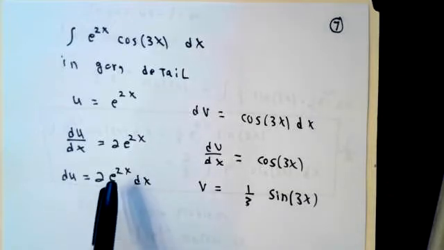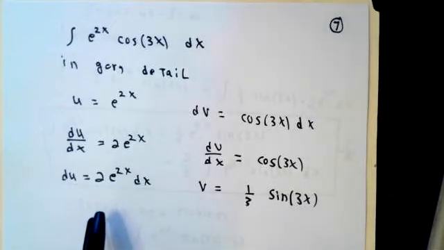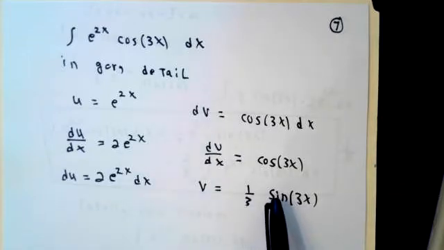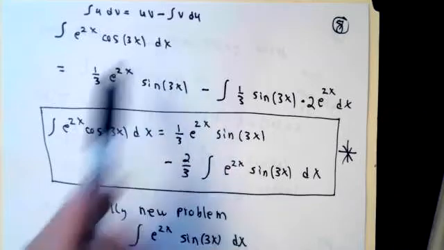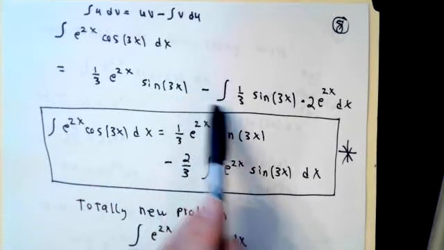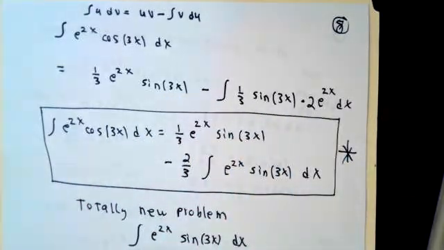The derivative of u is 2e to the 2x, so du is 2e to the 2x dx. dv is cosine 3x dx. v is an antiderivative for that, so I'll have 1/3 sine of 3x. You could check that by differentiating v. This is correct. Then we're going to write down the integration by parts formula. But again, I'm going to be very detailed about this. The integral that I'm after is u times v minus the integral of v du.